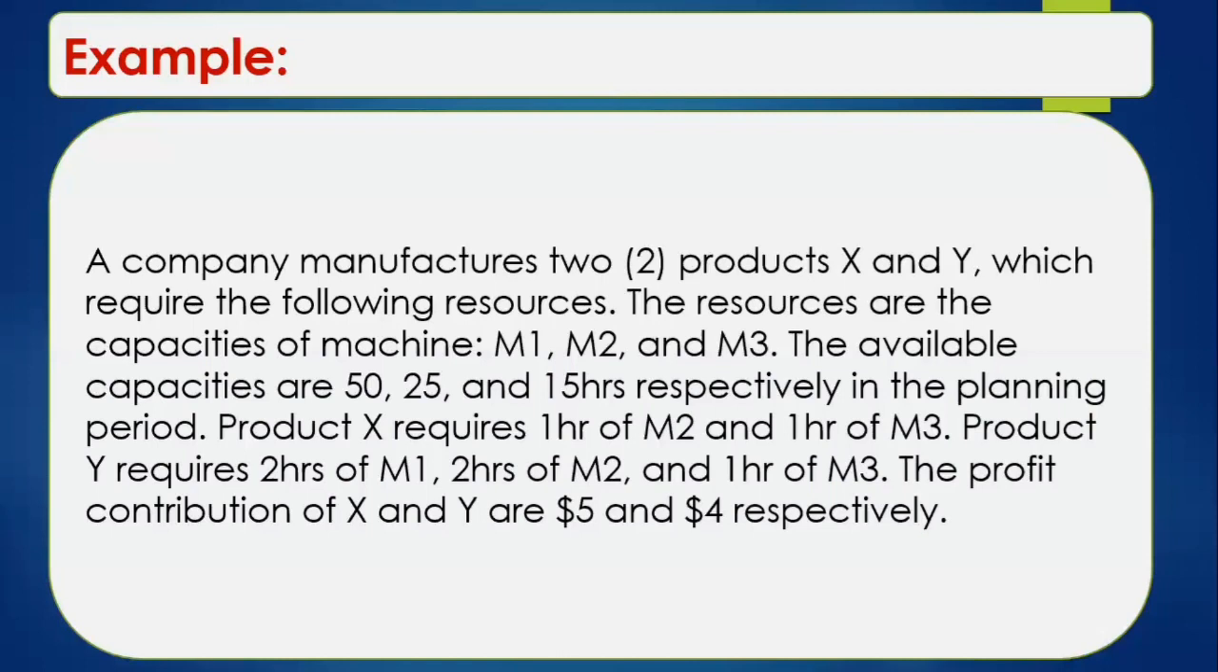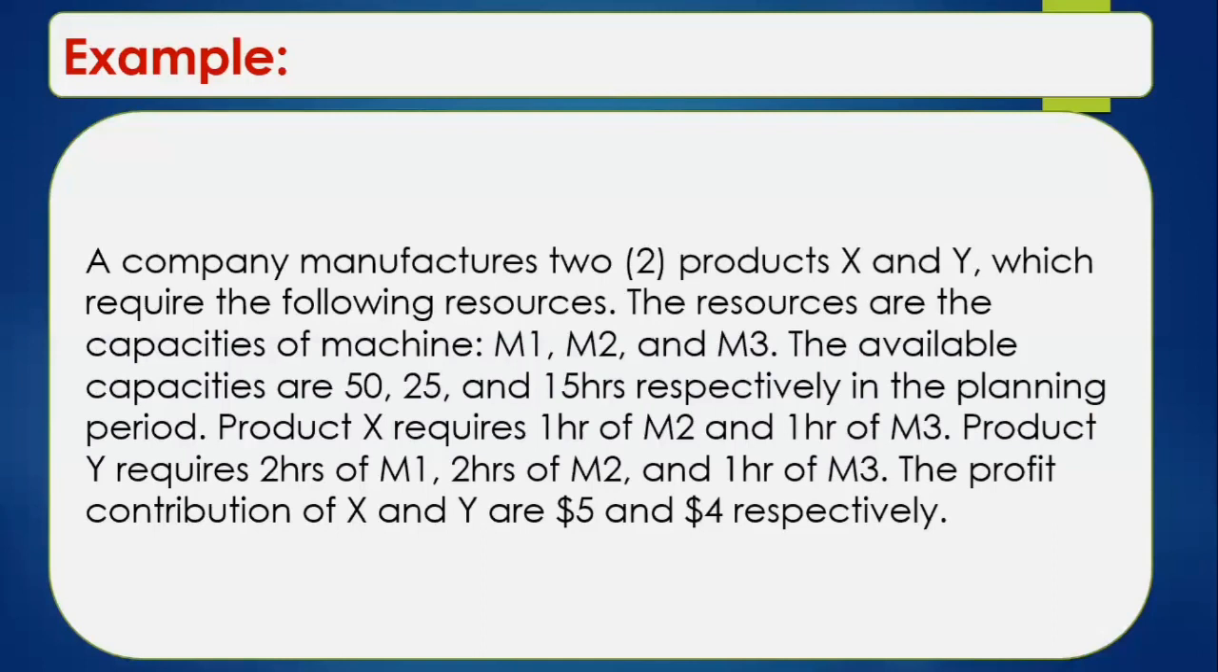Your product X requires 1 hour of machine 2 and 1 hour of machine 3. And your product Y requires 2 hours of machine 1, 2 hours of machine 2, and 1 hour of machine 3. And the profit contribution of X and Y products are $5 and $4 respectively. Now, since we are presented with these pieces of information, we have technically collected our data already. And once we are done with data collection, what we need to do next is to analyze our data.